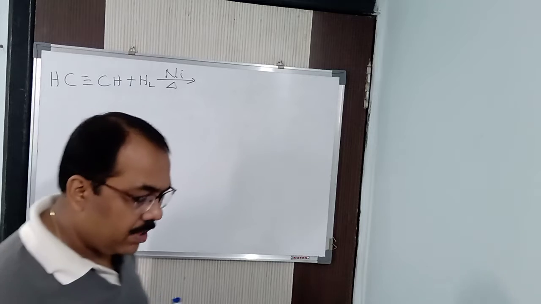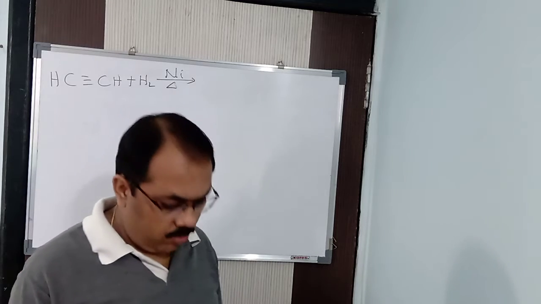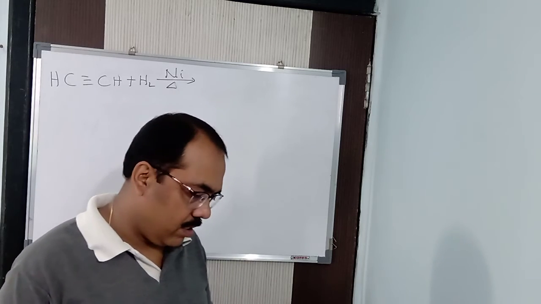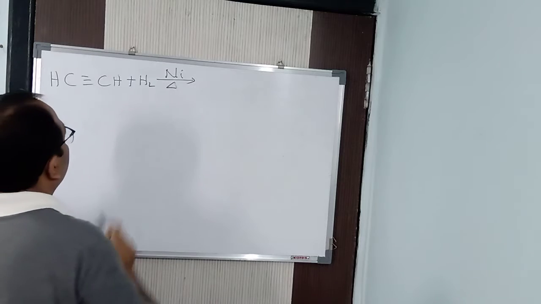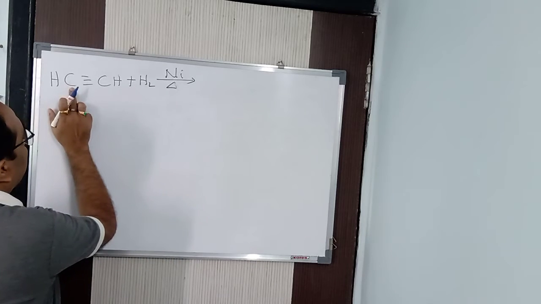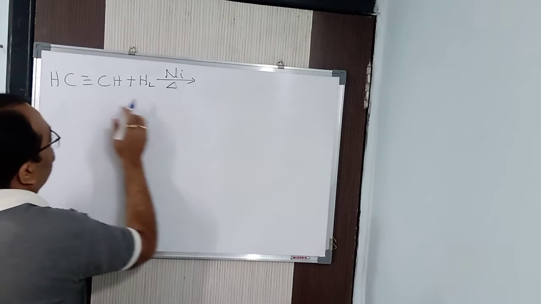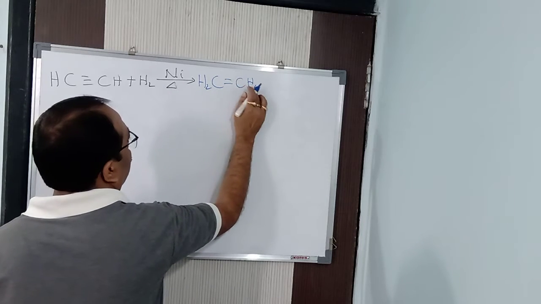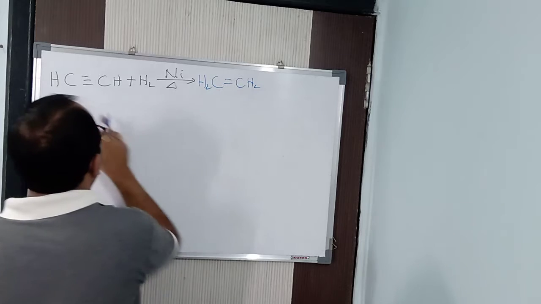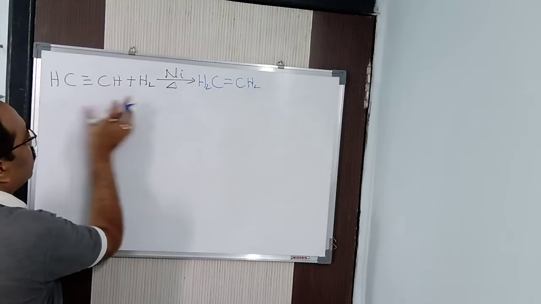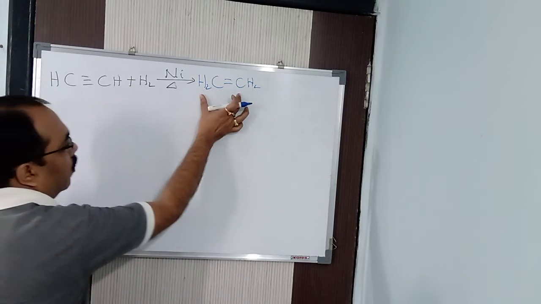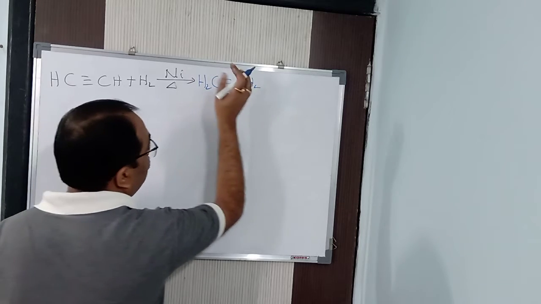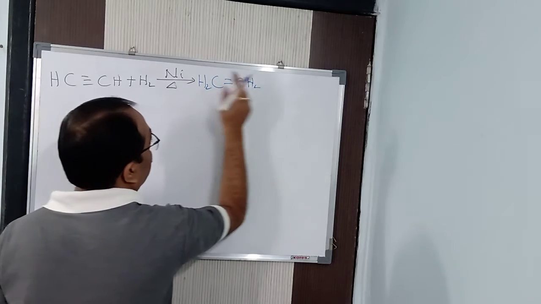The temperature is around 300 to 350 degrees Celsius, as we have already discussed. So what is going to happen here? One hydrogen will come here and another hydrogen will come here to form H2C double bond CH2. So ethyne adds up to form ethene. Triple bond breaks to form double bond.